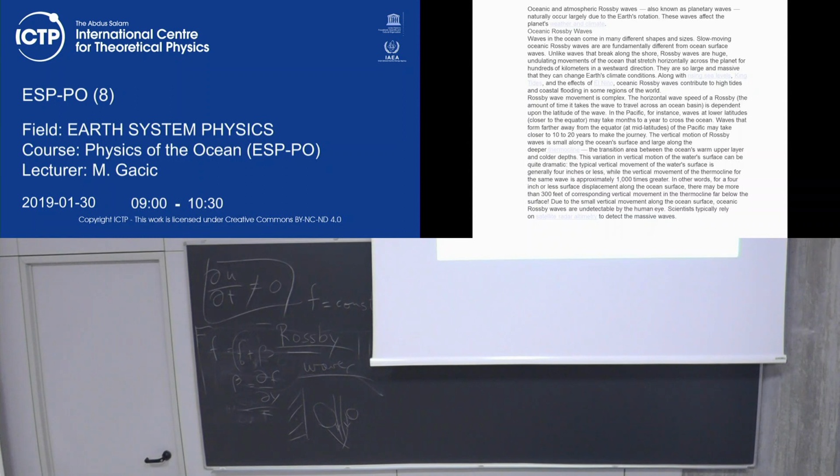Then there is a formation of the polar cyclones and anticyclones which then travel and come also to this area here. So they are important from that point of view. But anyhow, they are in the atmosphere. In the ocean, they come in different sizes and shapes. They are slow-moving. Rossby waves are fundamentally different from ocean surface waves. Ocean surface waves are those where the gravity force plays the important role. Here, the important role is played by the vorticity.